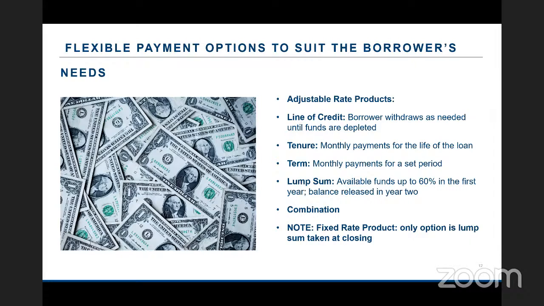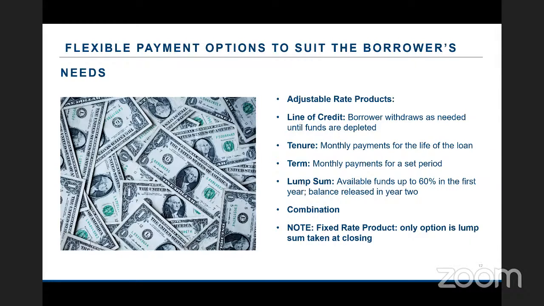Now, those are the options available on the adjustable rate products. The fixed rate product has only one option, and that is a lump sum that is taken at closing. Now, there could be good reason for using the fixed rate product. Perhaps the borrower has a larger mortgage balance that they're wanting to pay off, or there's another option that we're going to talk a little bit more about later on.